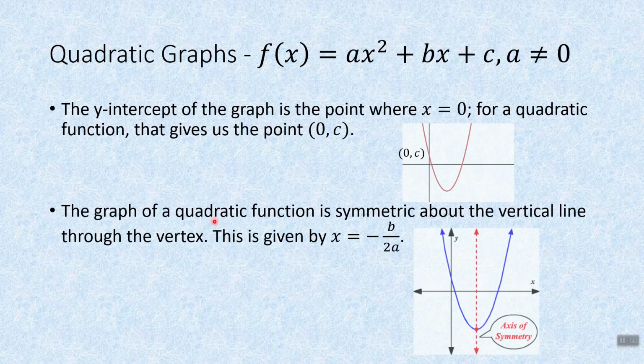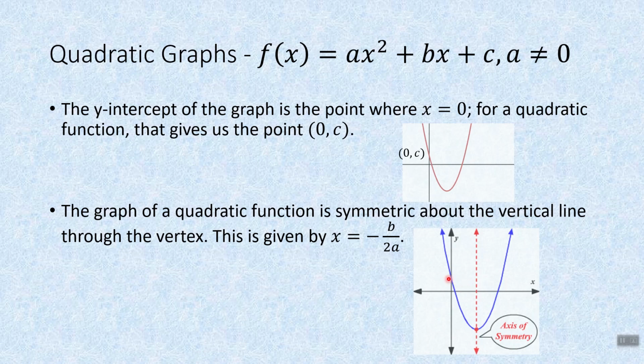Now, the graph of a quadratic function is symmetric about the vertical line through the vertex. All right, so it's like this is a mirror. It's called the axis of symmetry. This is given by the equation. It's a vertical line, right? So it's x equals, an equation always has something on the left, an equal sign, something on the right. So it's a vertical line, x equals negative b over 2a.